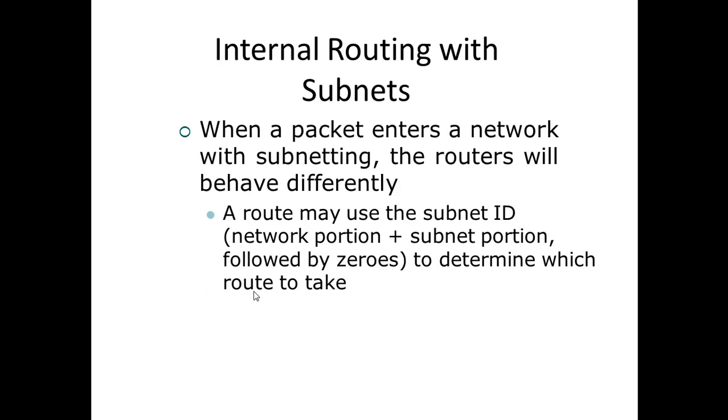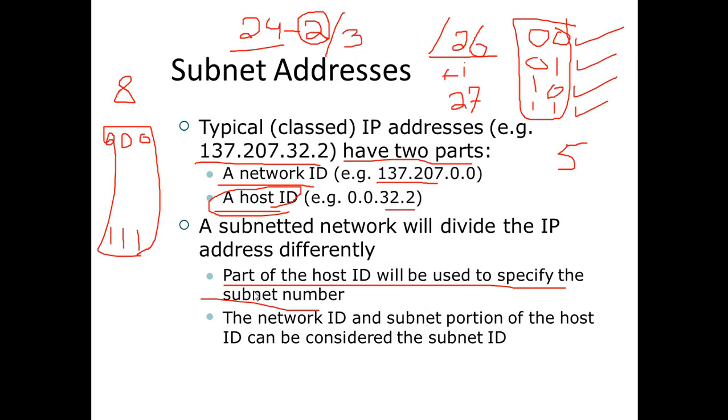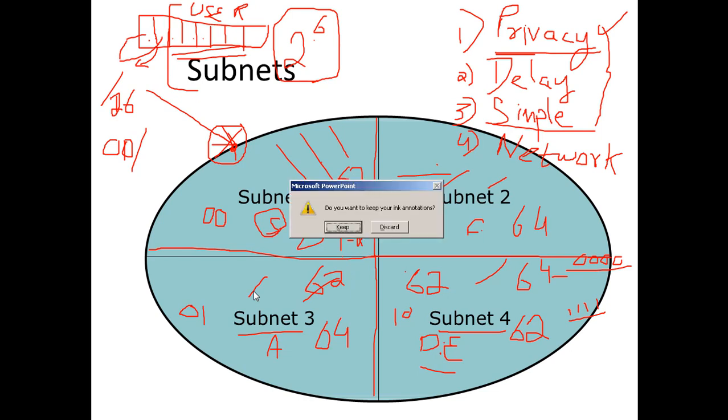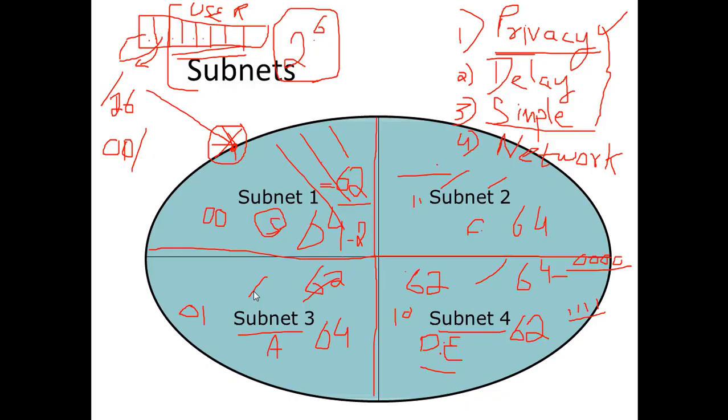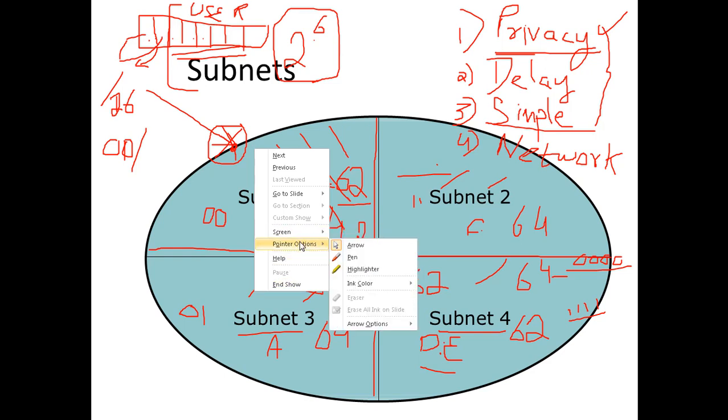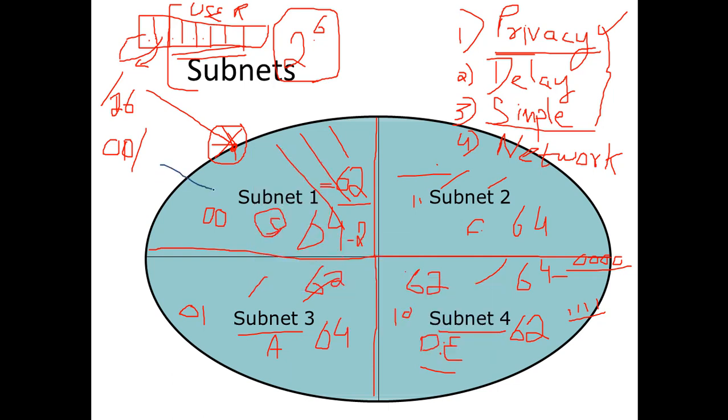Let's come talk about internal routing with subnets. When a packet enters our network with subnetting, the routers will behave differently. Let's go back to the example. So let's say this is the router, and a packet comes, let's say for subnet 2.